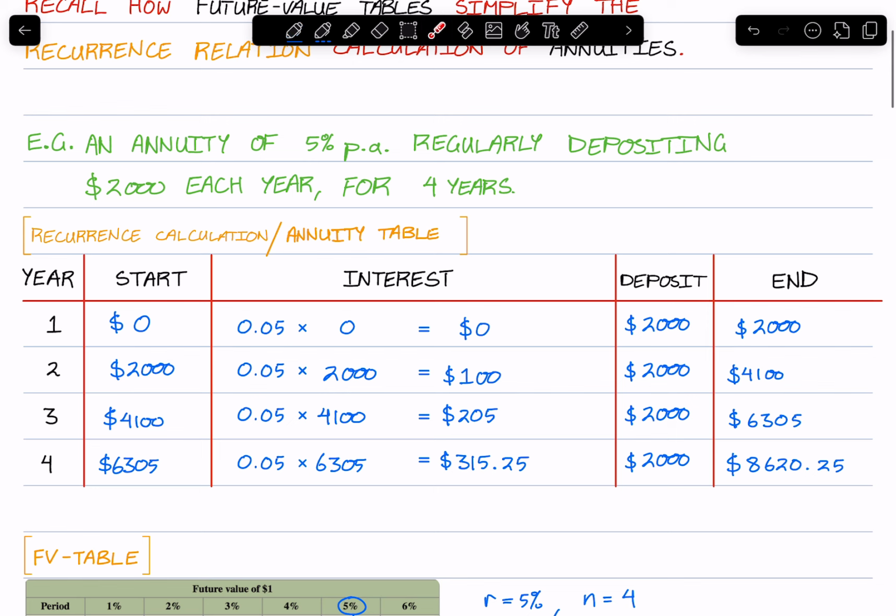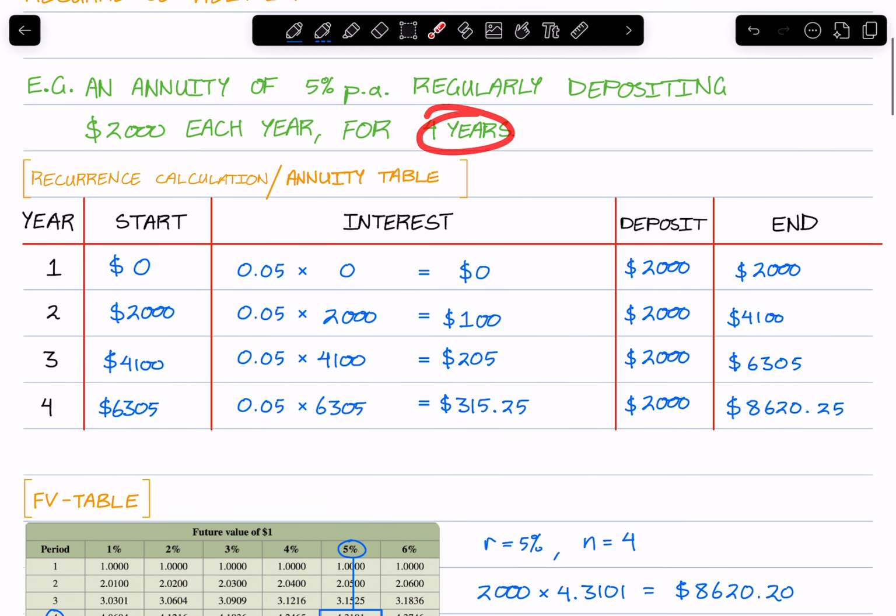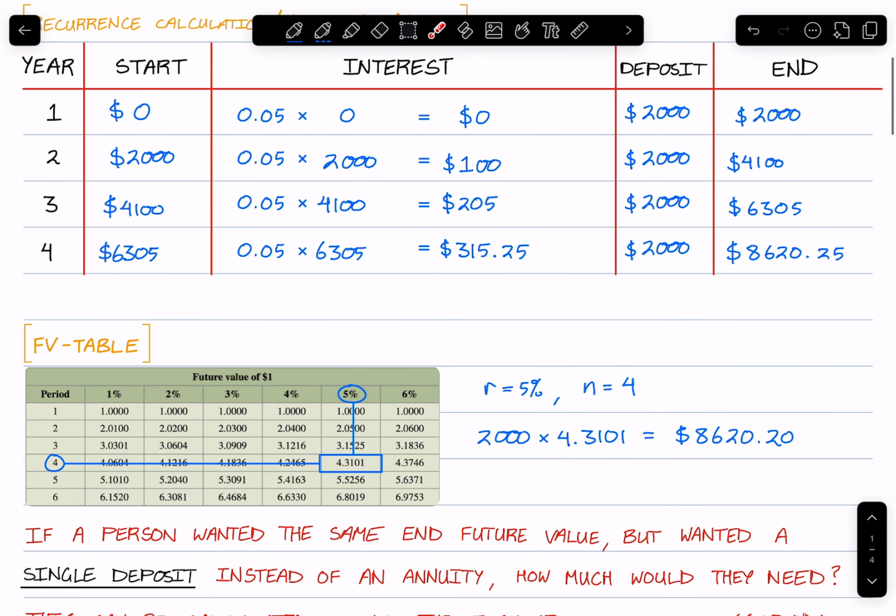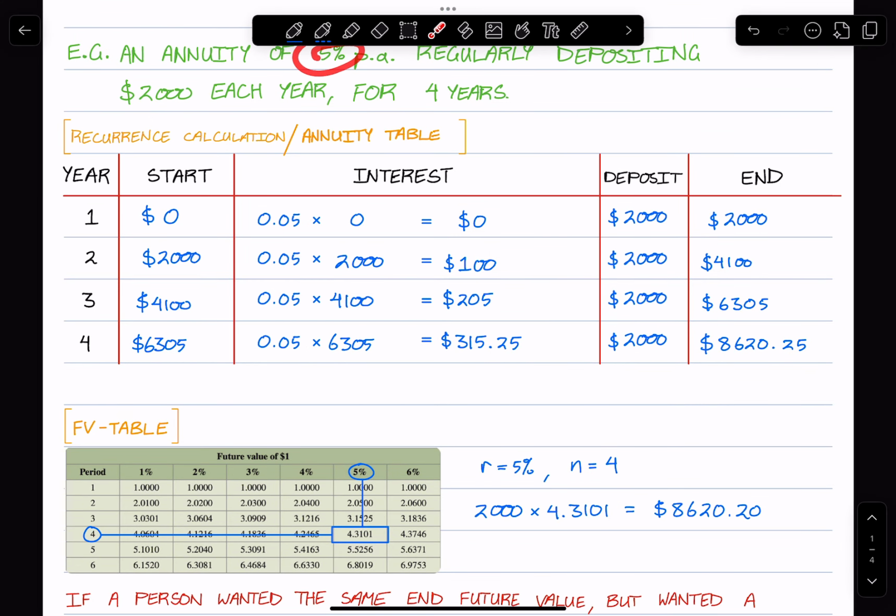So in this annuity, it's 5% per annum. The regular deposit is $2,000 for each year. Now we've seen this sort of table multiple times now. And we saw how the future value table just finds the factor of 5% and 4, and we multiply that factor by the regular deposit to get the exact same or very close to the recurrence relation calculation.